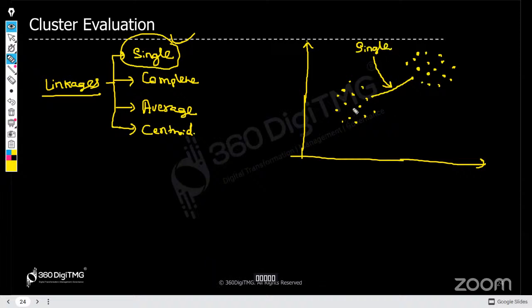If you try to find the farthest distance from this data point to that data point, the farthest one, we call it complete linkage.